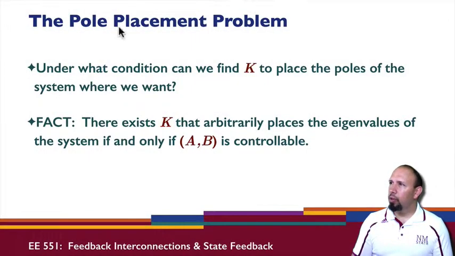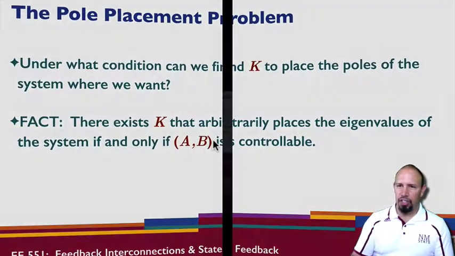The pole placement, or eigenvalue placement, problem: under what conditions can we find K to place the poles of the system where we want? Here's the fact, again, we've seen this already. There exists K that arbitrarily places the eigenvalues of the system if and only if (A, B) is controllable. So we have that situation.